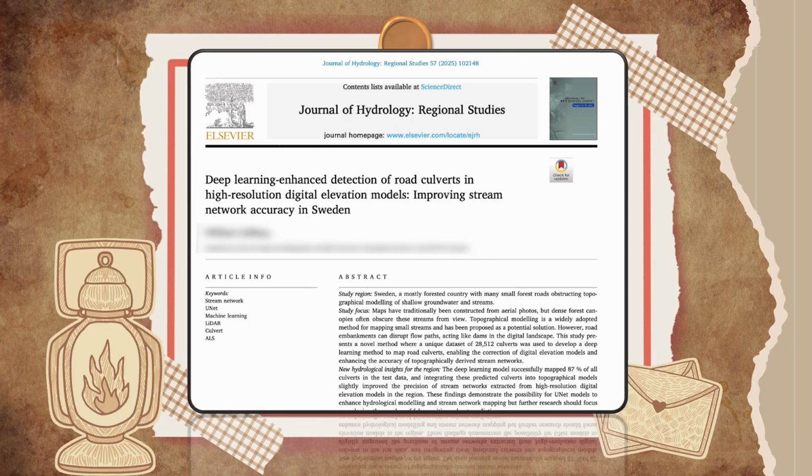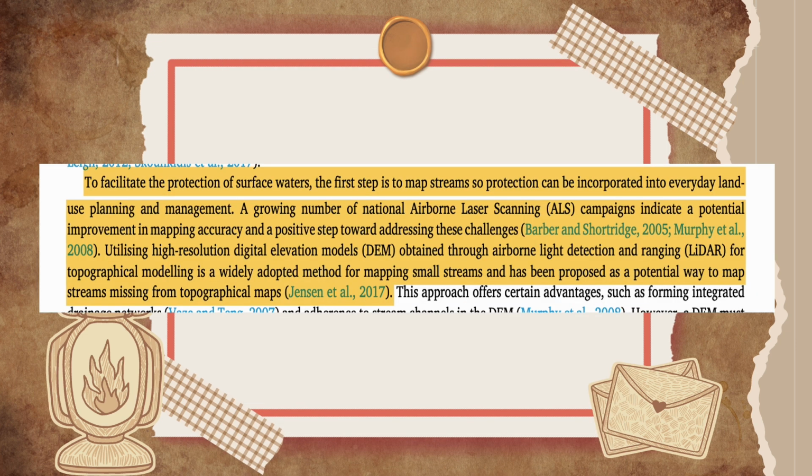For example, I downloaded this research article. The title is Deep Learning Enhanced Detection of Road Culverts in High-Resolution Digital Elevation Models, Improving Stream Network Accuracy in Sweden. Let's take a look at the background. To facilitate the protection of surface waters, the first step is to map streams so protection can be incorporated into everyday land use planning and management. Now we have a general understanding of what the article will be about.